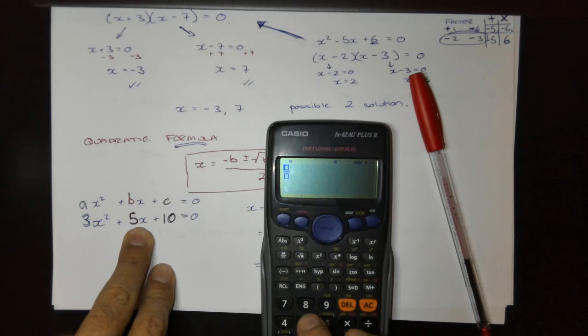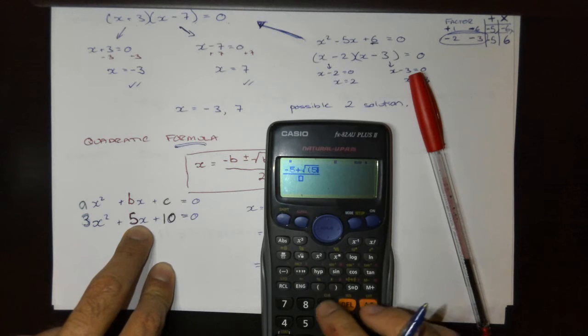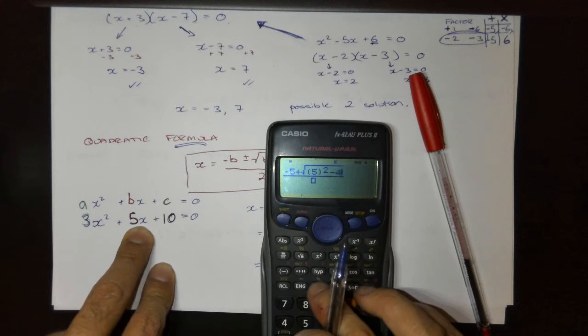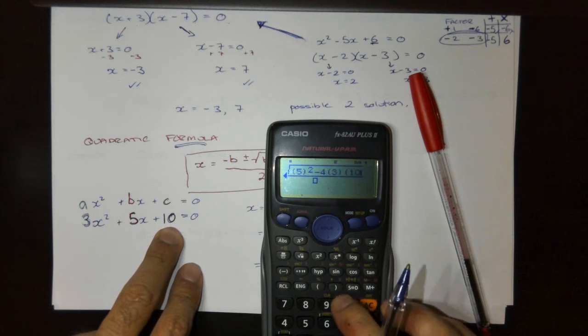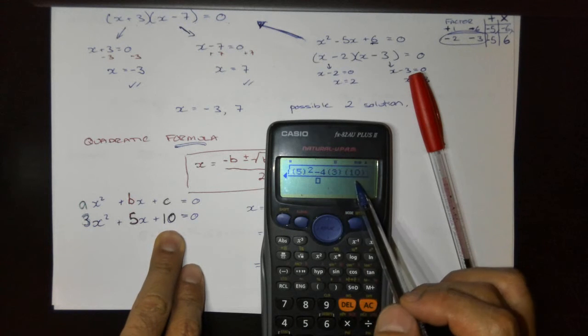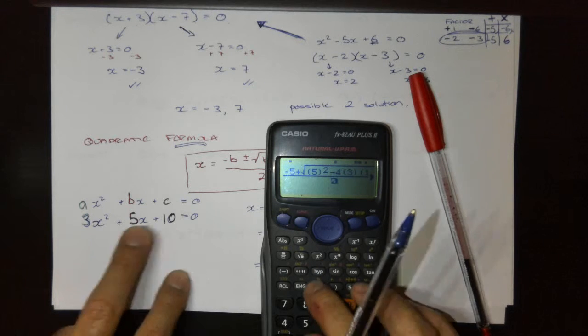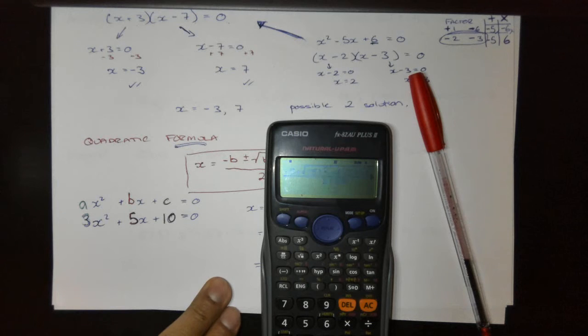My b is 5, so I go negative 5 plus the square root of 5 squared, and I put 5 in a little bracket, minus 4 lots of the a, which is 3, minus the c, which is 10. I just put it into brackets because that just means times. And I put it all over 2 lots of a. If I press equal, I get a number.